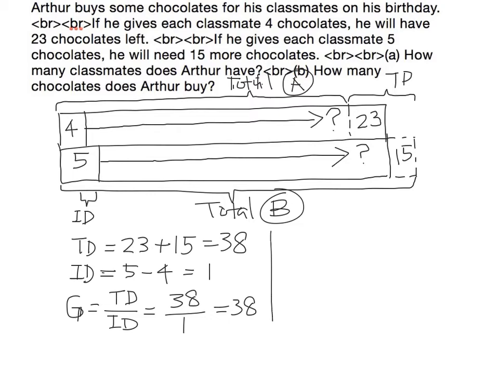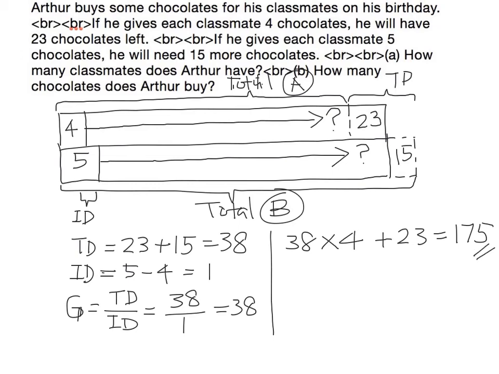given the chocolates to. So how many chocolates does Arthur have? Okay, so he has a total of 38 classmates times 4. If he gives everyone 4, he will have a leftover of 23, so we'll add that in, and that will give us a total of 175 chocolates. That's the answer.